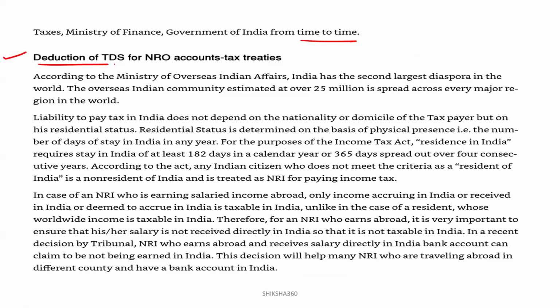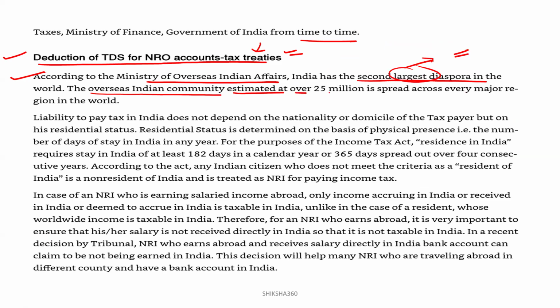First one, that is reduction of TDS for NRO account tax treaties, clear, as per the tax guidelines. According to the Ministry of Overseas Indian Affairs, India has the second largest diaspora in the world. The overseas Indian community, clear, is estimated at over 25 million and is spread across every major region in the world.